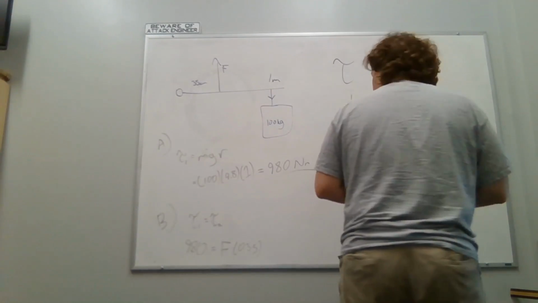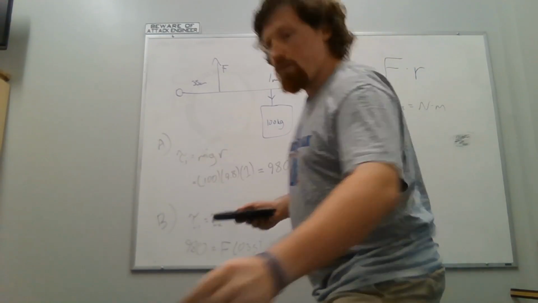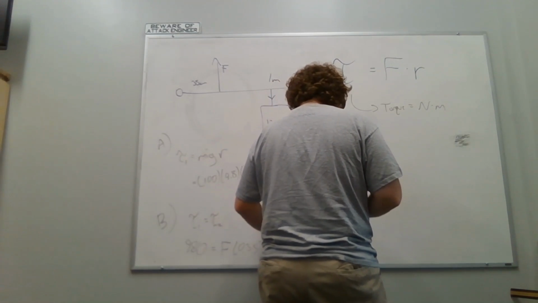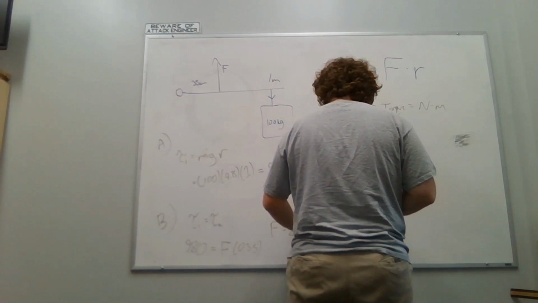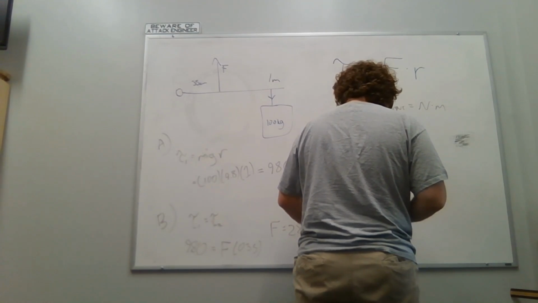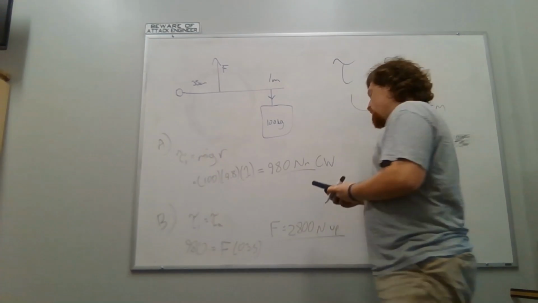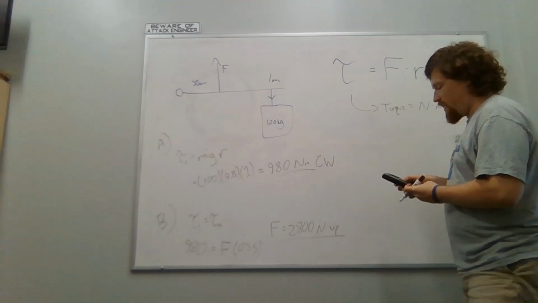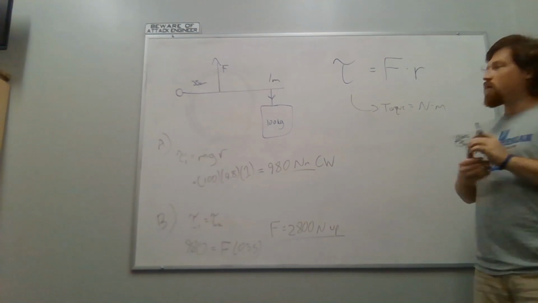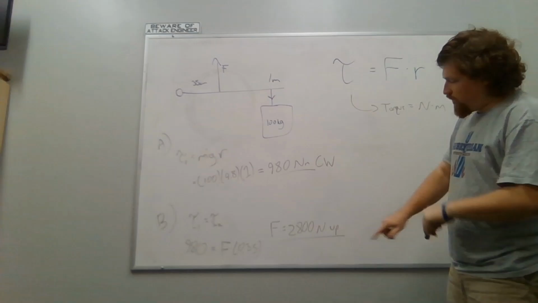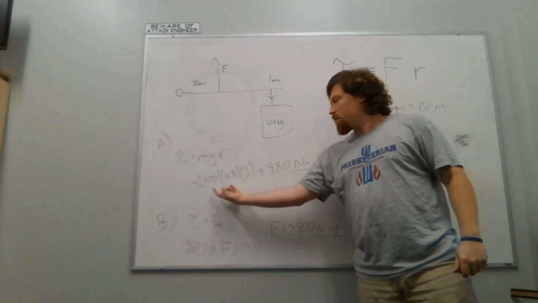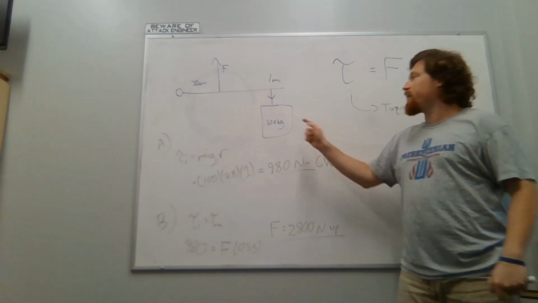So the force required, marker, to hold up this sign, to keep it balanced and keep it from rotating, is 2,800 newtons upwards. Notice this force is a lot bigger than the force of gravity pulling down on this block.